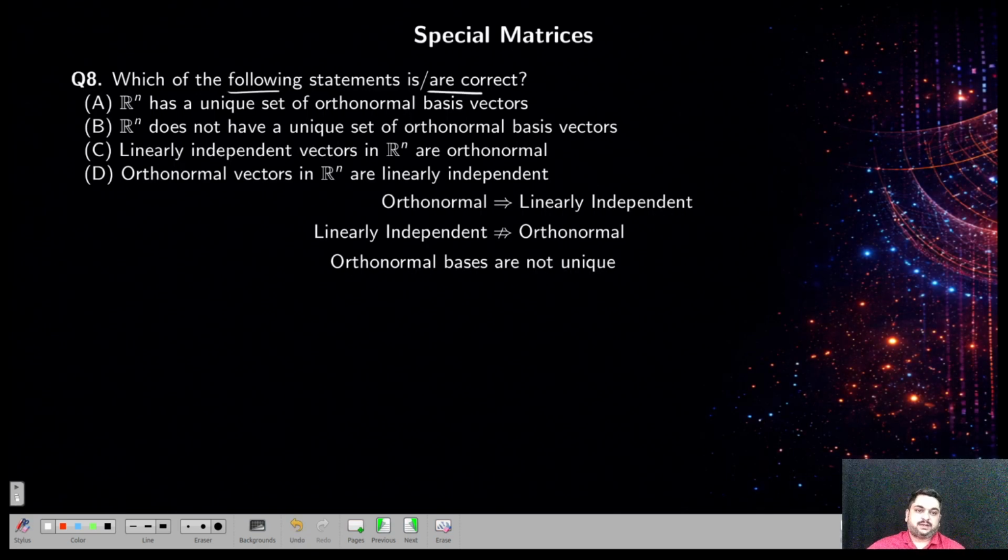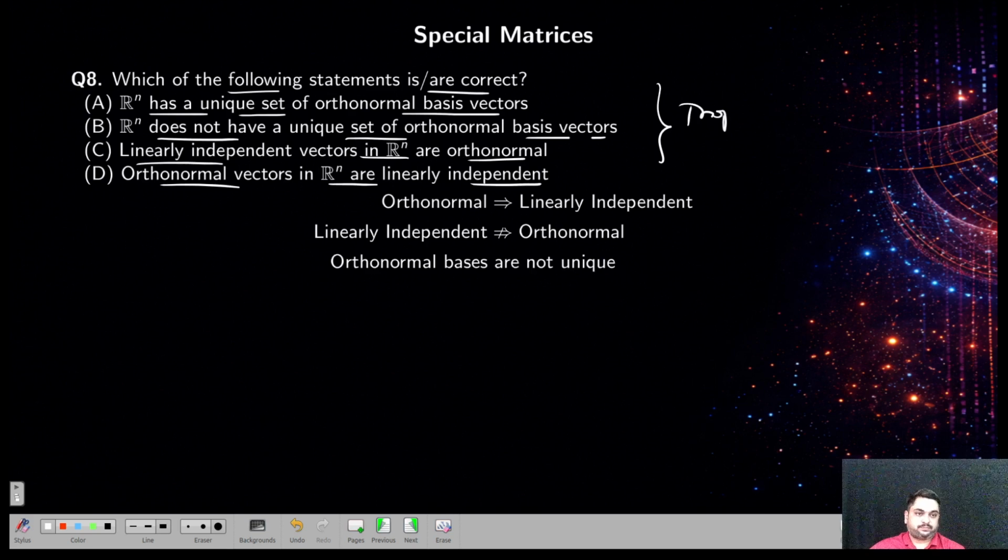Which of the following statements is correct? Rn has a unique set of orthonormal basis vectors. Rn does not have a unique set of orthonormal basis vectors. Linearly independent vectors in Rn are orthonormal. Orthonormal vectors in Rn are linearly independent. They are straightforward properties. They are not twisted anything also. You just check out my video lectures. These are the properties. If it is orthonormal, then they are linearly independent. If they are linearly independent, it doesn't mean that they are orthonormal.